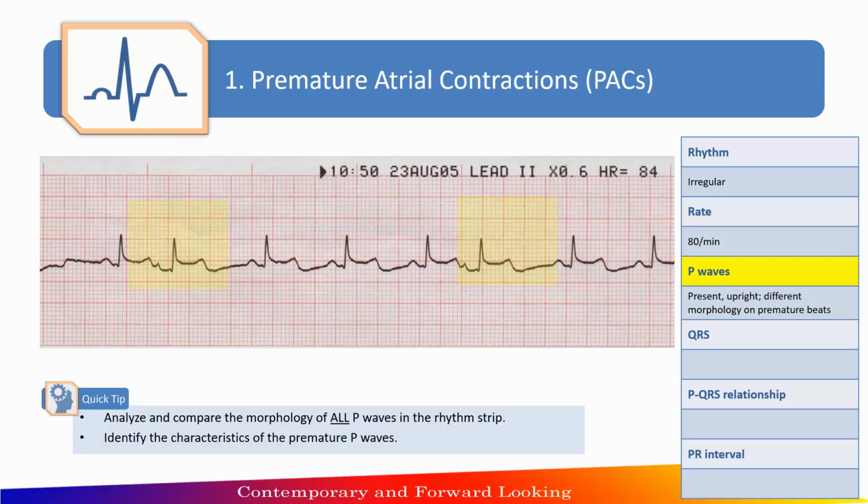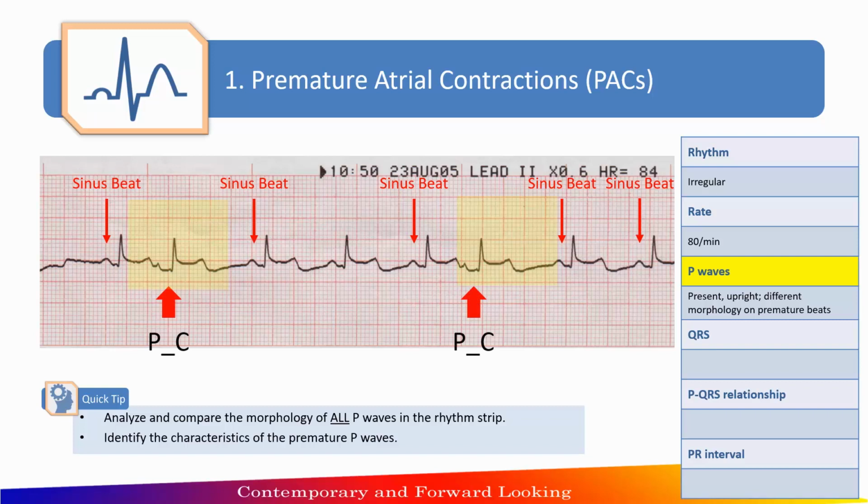Next, let's analyze the P waves. You want to scan through the entire rhythm strip to analyze and compare all the P waves that are present in this rhythm strip. Here, we can see that all the P waves are positively deflected, or simply put, they are all facing upright as they should be. You will also need to look at the morphology or shape of each of the P waves in this rhythm strip. Here, we can see nice, rounded, and uniform P waves indicating sinus beats.